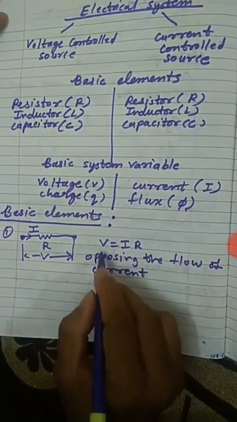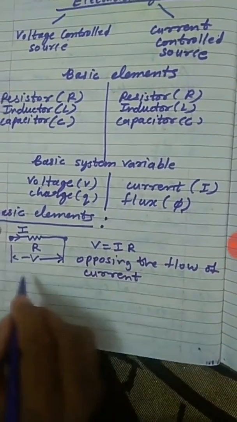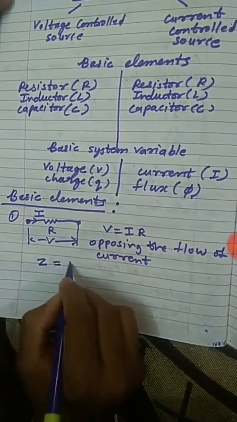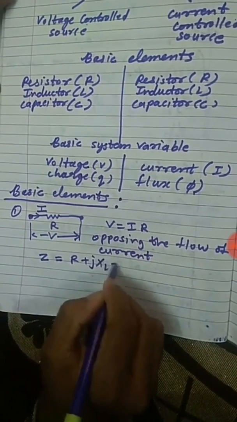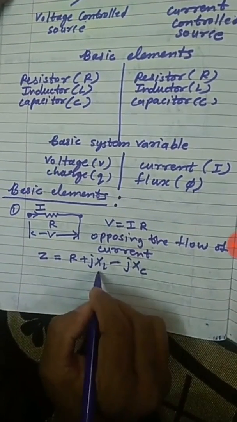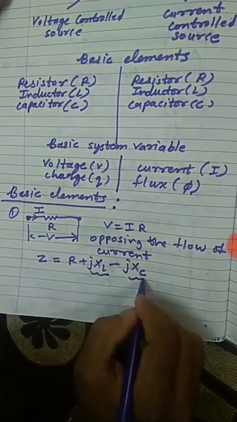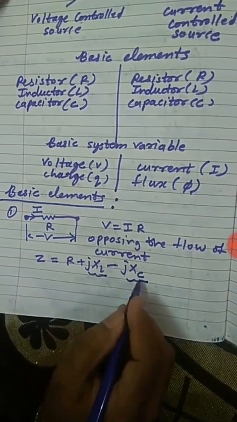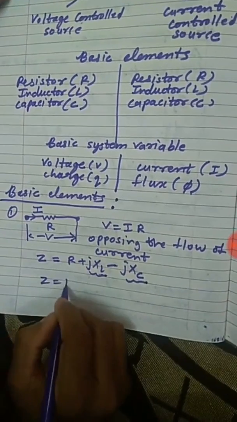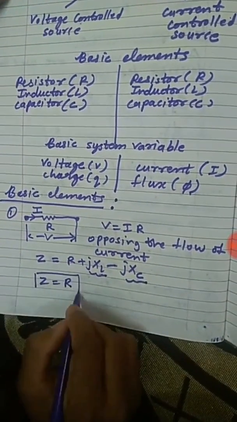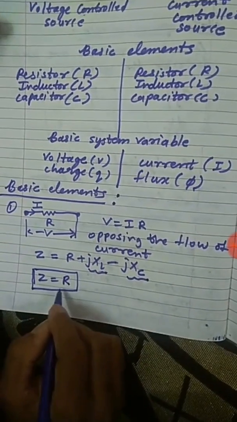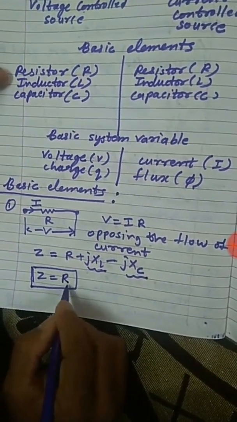So I can write V equal to IR. If I want to write this resistance in impedance form, then impedance is equal to R plus JXL minus JXC. Now here the inductor is not present, here capacitor is also not present. So I am not taking these terms XL and XC, so Z is equal to R. So this is the impedance of resistance, which I can write as Z equal to R.